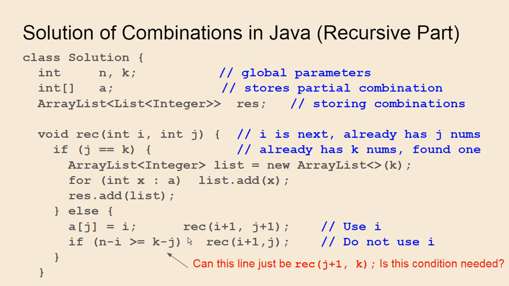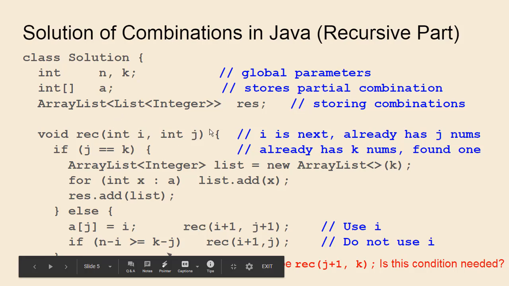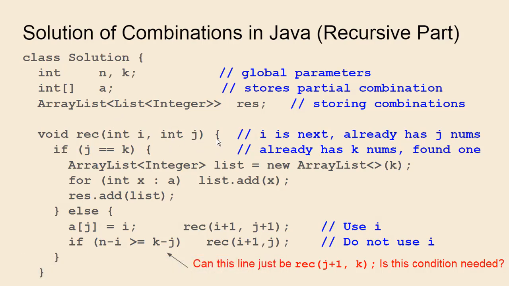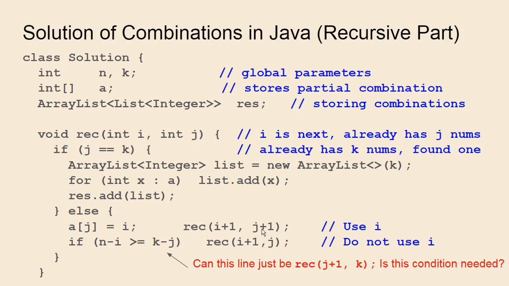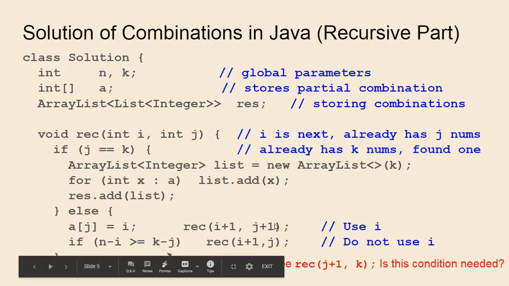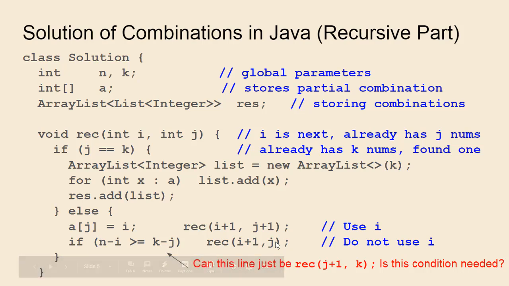So here there are two parameters, the set of numbers to consider, and also how many more numbers we need. So in this recursive call, we are decreasing both. So the set of numbers remaining to consider becomes one less, starting from i plus 1 to n, and the number of numbers we need to add to the combination is also one less. And in the other recursive call, we are only changing one dimension. We are only decreasing by 1 the size of the remaining numbers to be considered.